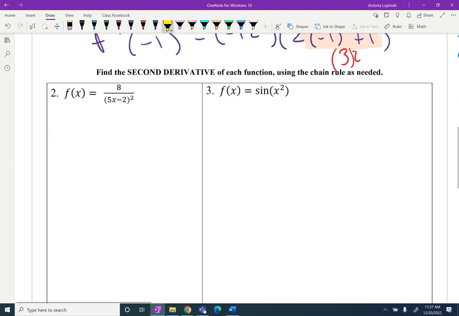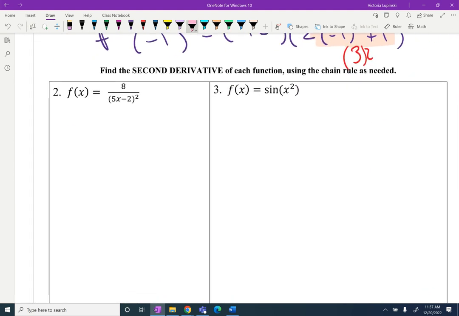The last 2 problems, find the second derivative using the chain rule as needed. The second derivative just means take the derivative twice. We did that a little bit earlier in the chapter when we went from position to velocity to acceleration. Now, take the derivative once with a chain rule, simplify, then take the derivative again, use the chain rule if you need to, and then simplify.